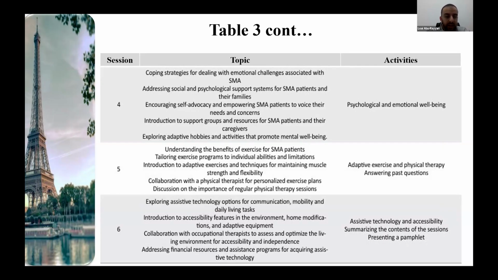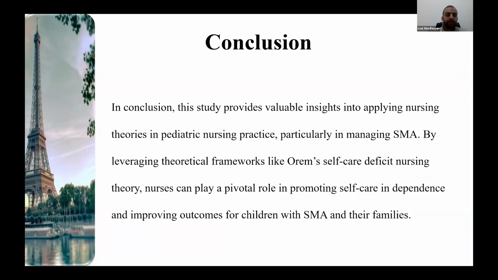The last topic is exploring assistive technology options for communication, mobility, and daily living tasks, introduction to accessibility features in the environment, home modifications, and adaptive equipment, collaboration, and addressing financial resources and assistance programs for acquiring assistive technology. Assistive technology and accessibility, summarizing the contents of the session and presenting to the public.